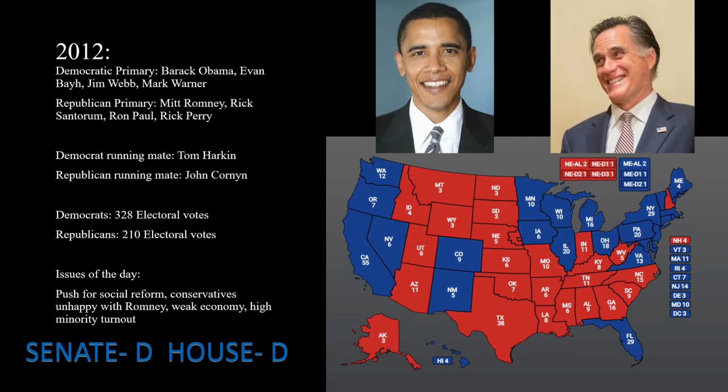In 2012, the stage is set for hope and change, and Barack Obama, a senator from Illinois, this time wins the Democratic nomination against a crowded field of moderate Democrats. People like Evan Bayh, Jim Webb, and Mark Warner, both from Virginia, make sure that Obama is able to win with simply a plurality of the primary vote.